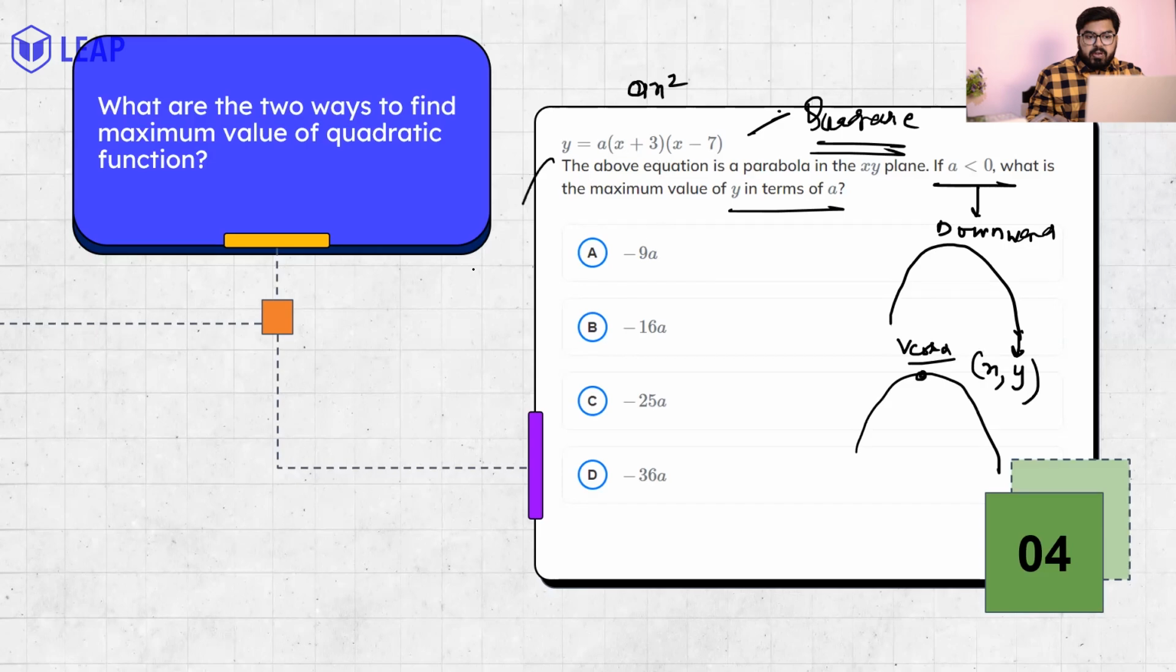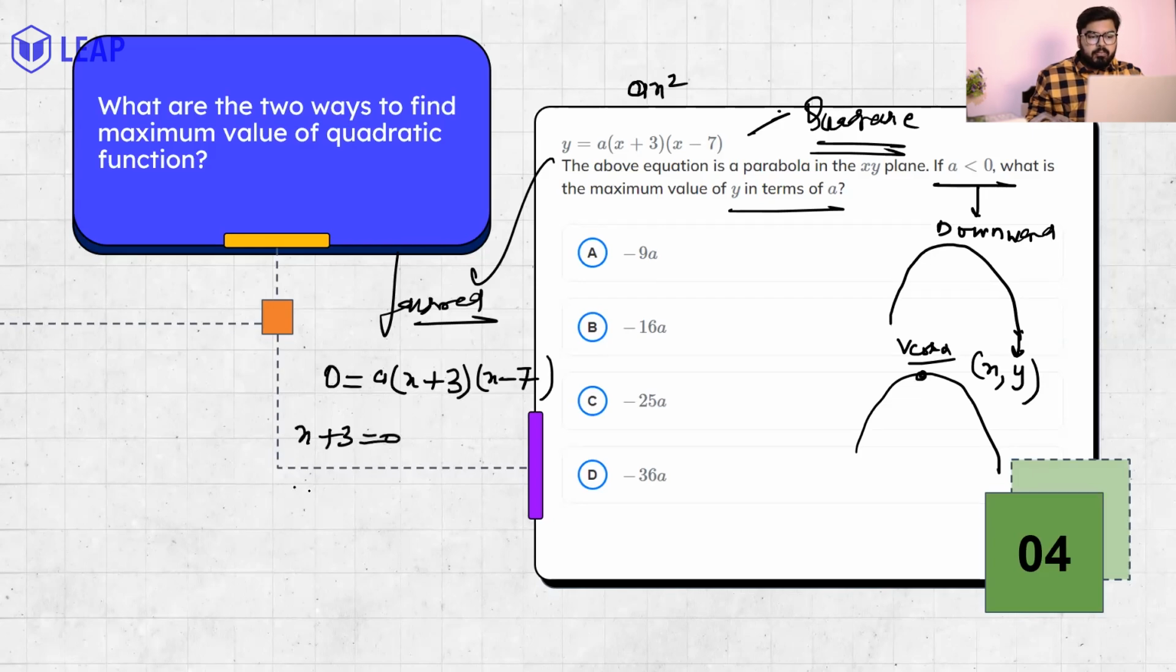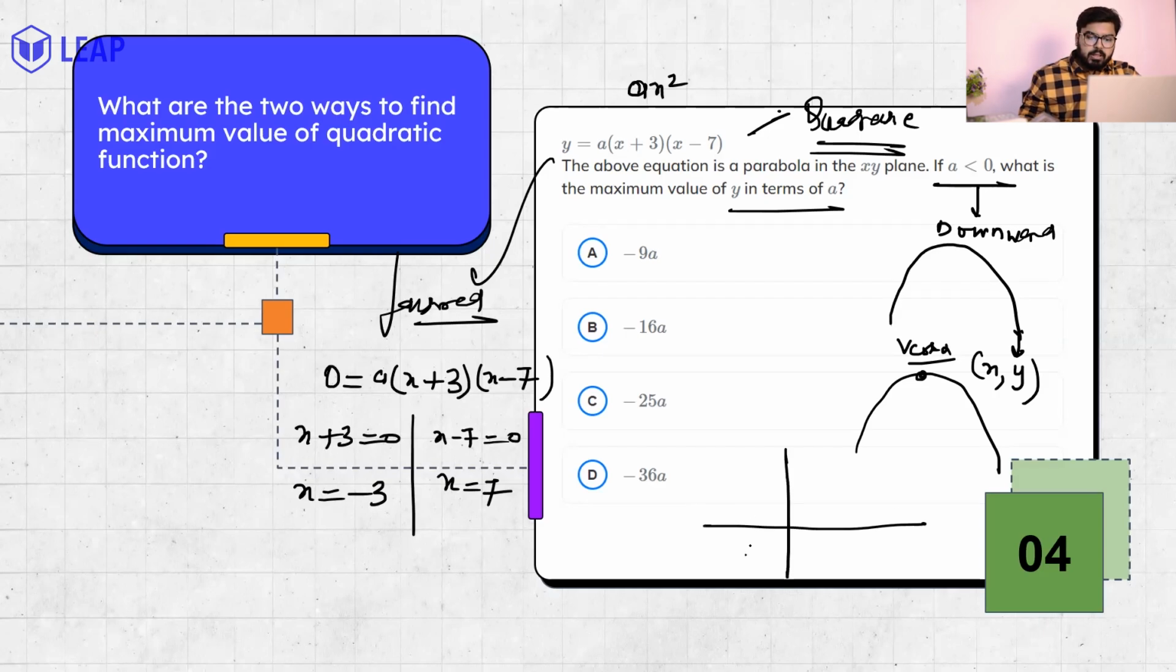This equation is given in the factored form, right? You can find the x-intercept by putting y as 0. So the x-intercept will be either x plus 3 equals 0, which means x equals negative 3, or x minus 7 equals 0, x equals 7, which means the x-intercepts of the parabola are negative 3 and 7. If these are the x-intercepts, then the x coordinate of the vertex is the midpoint of the roots, which is negative 3 plus 7, by 2, which is 2.